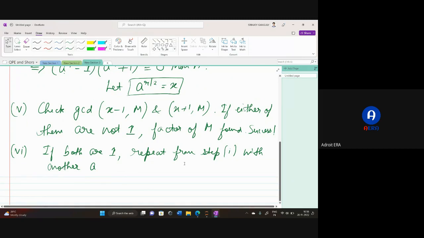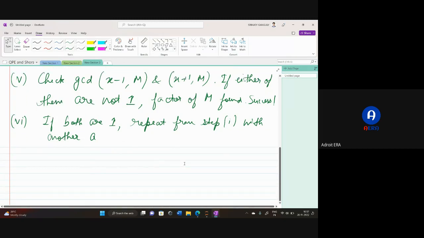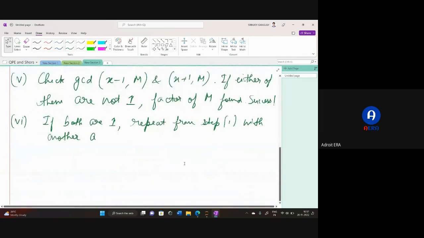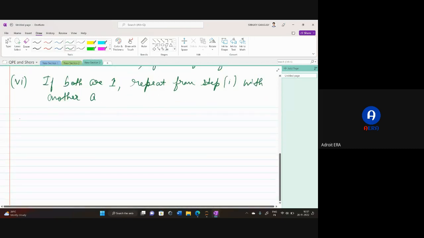Okay. So then let us solve an example, because the algorithm's language is very abstract and it has been derived from number theory, etc. So let us take an example. So let us solve a small example, and then we are going to see the circuit.